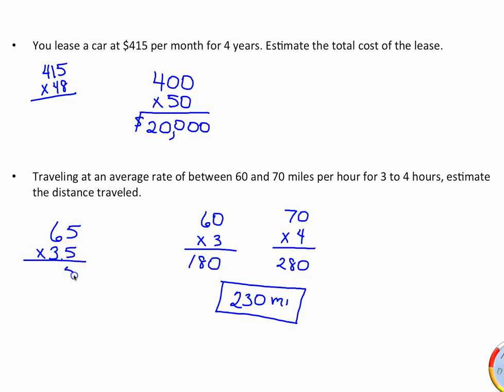5 times 5 is 25, right? 5 times 6 is 30, plus the 2 we carried. 3 times 5 is 15. 3 times 6 is 18, plus the 1 we carried. Add them up. 5, 7, 12, carry the 1, 2. I've got 1 decimal place in the problem, so I need 1 decimal in the answer. 227.5 miles, either one, a very good approximation to the distance that we traveled.